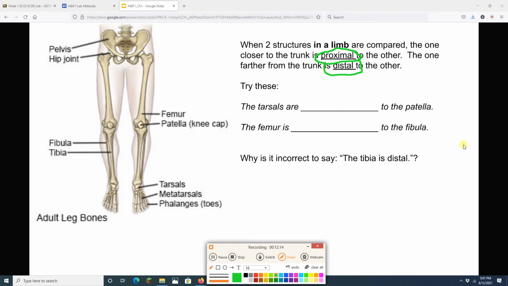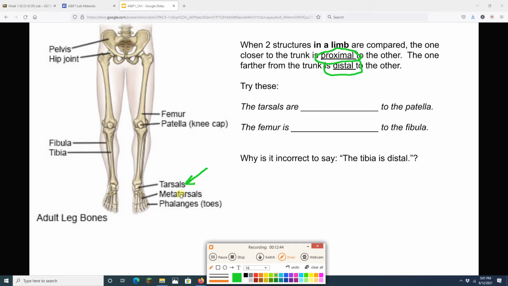Think about it like this, the one that's farther along the limb is the more distant one. So it's distal to the other. Think about the word proximal, like the word approximate, right? Close. So the one closer to the trunk is proximal to the other. So check out this picture. We got some more bones here in the legs. We see our tarsals down here. Those are our ankle bones. We got 7 of those.